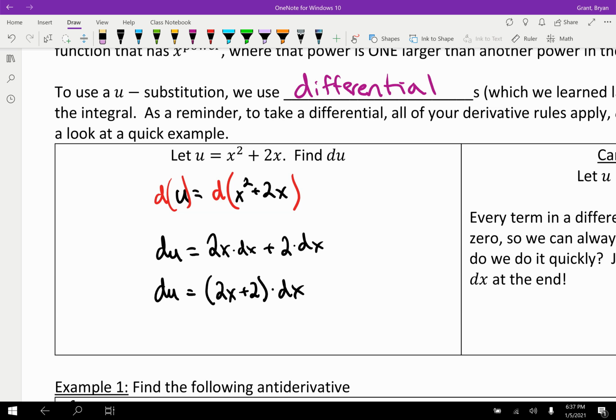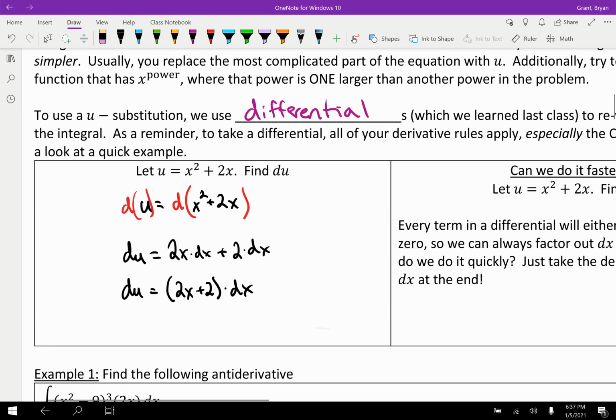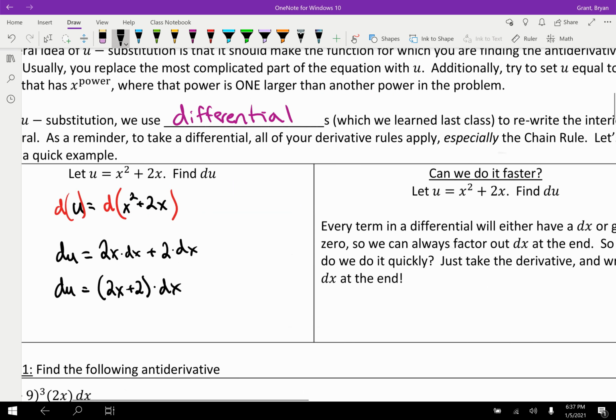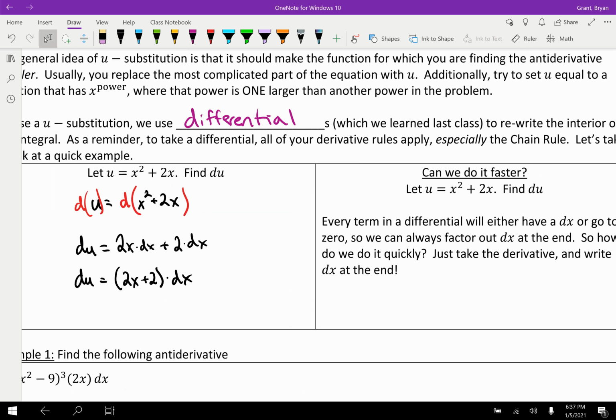Now, again, I promised this was the longer way around, which is a good thing because this was only 2 steps. And now we're going to look at a quick shortcut. If we wanted to find du of this, couldn't we do it faster? Certainly. Because you'll notice that this du is made up of 2 parts. It's made up of the derivative of this, 2x plus 2, and it is also made up of a dx. And we actually defined a differential last class as the derivative times dx.